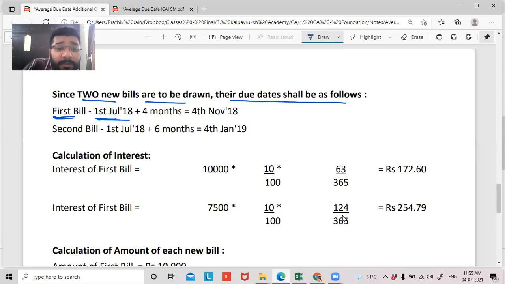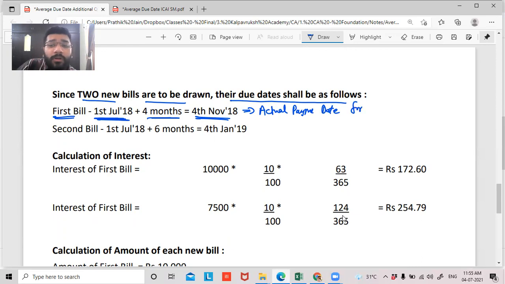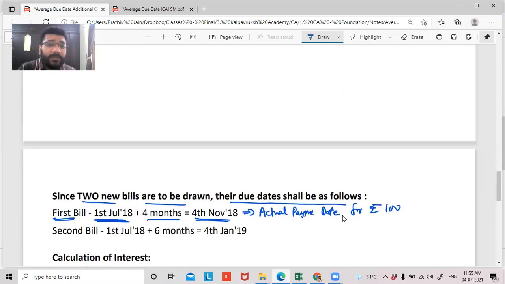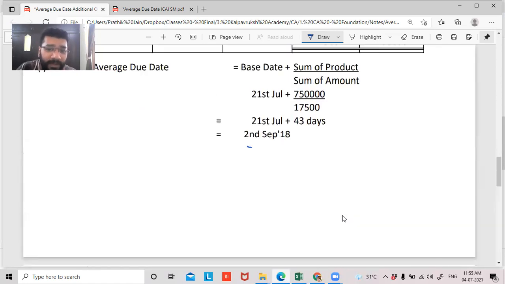So the first bill is drawn on 1st of July plus 4 months. 4 months means what? July plus 4 months: August, September, October, November. November 1st, 2nd, 3rd, 4th. 4th of November is the actual payment date for 10,000 rupees. Guys, please note down this point. Till this we have done.